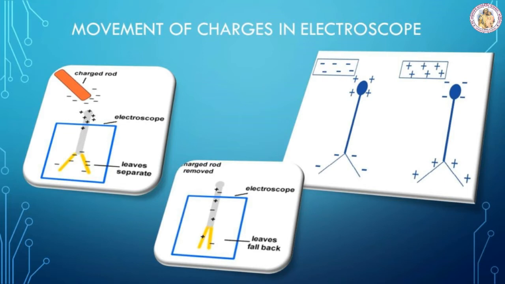And what will happen if we remove the charged object? Again, the metal leaves fall back. Now, we are going to bring a positive object near the knob of the electroscope. Now, the free electrons in the electroscope start to move up towards the knob. This means that the bottom has a net positive charge. The leaves will spread apart again.